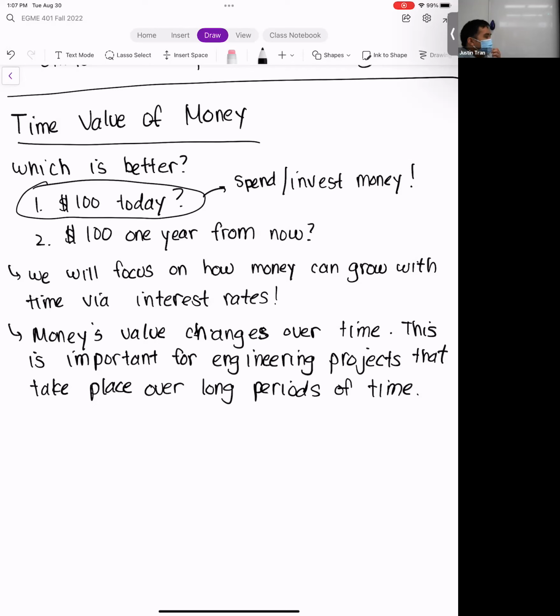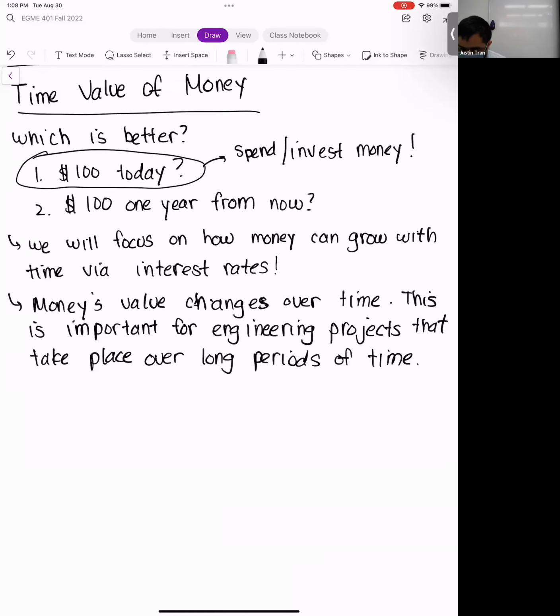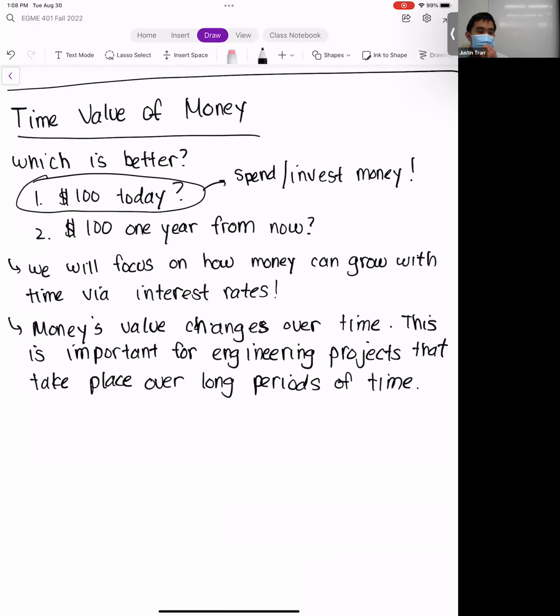But if you're planning a long-term engineering project like this, you need to take that into account. As you secure funding over time, you need to take into account the fact that the value of the money you're using is going to change with time as well. And that can be a very tricky thing if you don't really know what you're doing. Okay. Any questions on this so far?